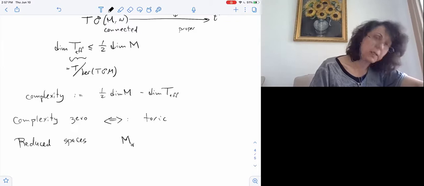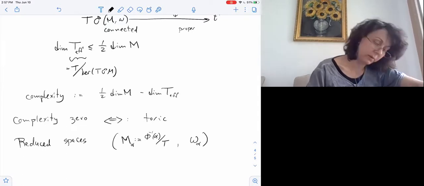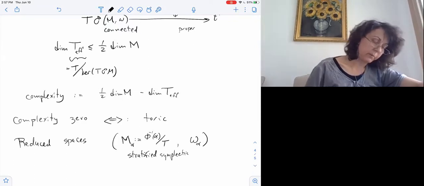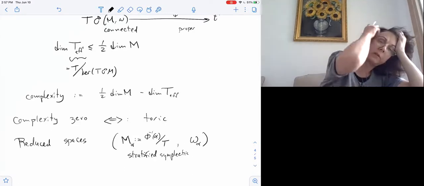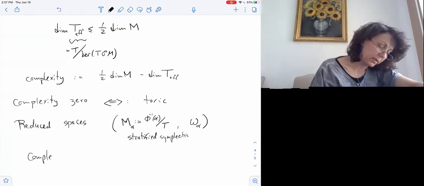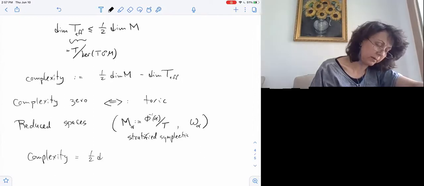The reduced space is the subquotient obtained from the level set modulo the torus action. And this inherits a symplectic form from the ambient symplectic manifold. And this guy is, maybe it's not smooth, but it is a stratified symplectic space defined by Sjamaar and Lerman. You can do de Rham cohomology on it. You can have differential forms. You can integrate. You can do a lot of things on these guys. And the complexity turns out to be the same thing as the dimension of these reduced spaces. That's just a little theorem here.